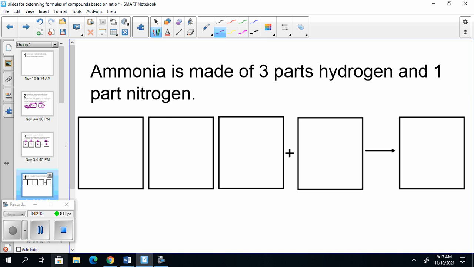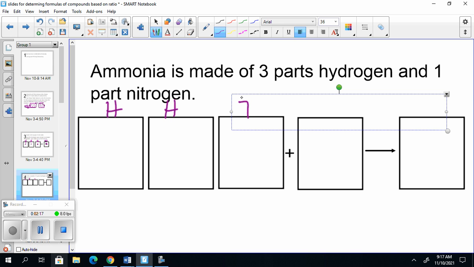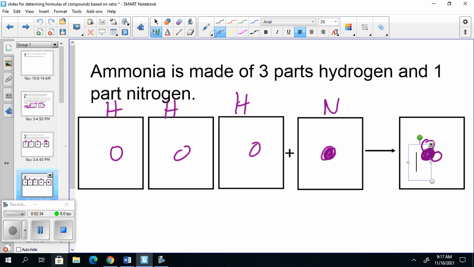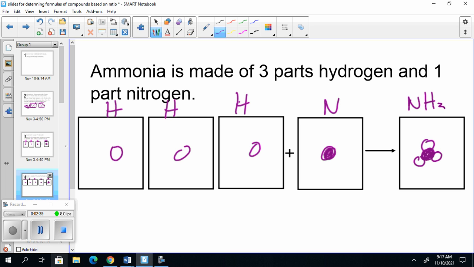So ammonia is made up of 3 parts hydrogen and 1 part nitrogen. So, well, 3 of these and 1 of these. So when I put it together, the formula, the fixed ratio that never changes, is going to be NH3. So again, I've made a new compound. I see that I have 3 parts hydrogen, 1 part nitrogen, and I made ammonia.